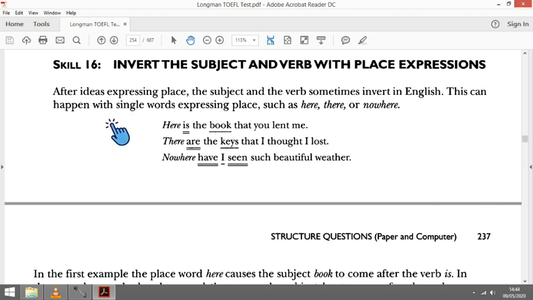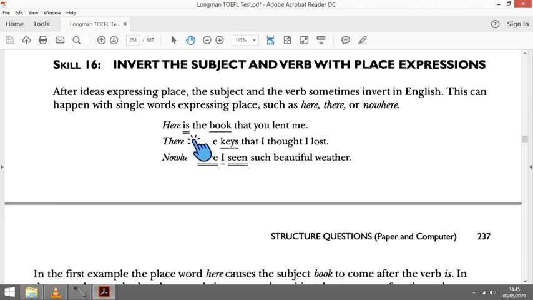This can happen with single-word place expressions, such as here, there, and nowhere. Okay, this is an example. We put the place expression first, for example, here, and then directly the verb. Here is the book that you lent me. Here is the place expression, is the verb, and this is the subject. We put the subject after the verb.